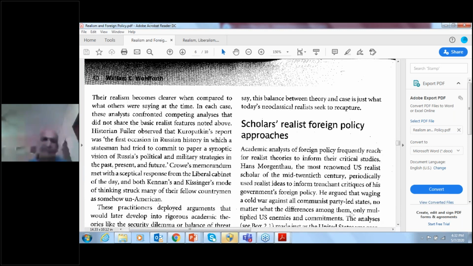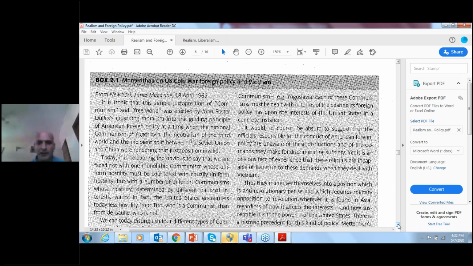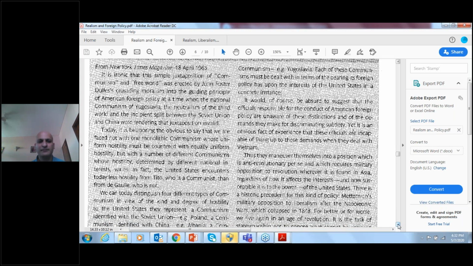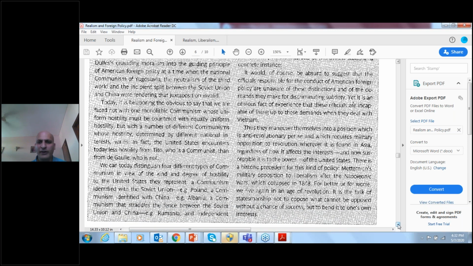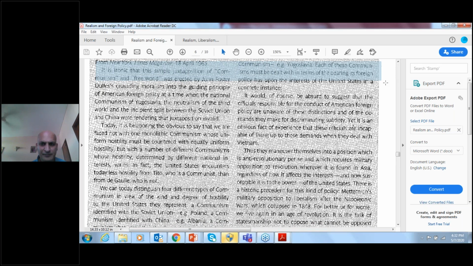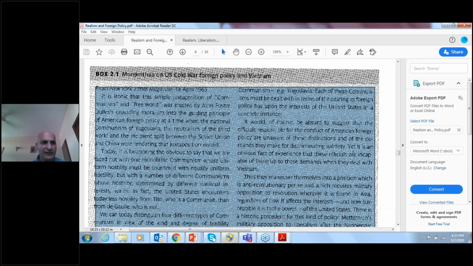And one of the famous American academics, his name was Morgenthau, advised America not to enter this war. Now, why would Morgenthau advise America not to enter this war? You won't be able to see it, but I'll try and open it up for you here. This is the reading. I don't know if it's clear.